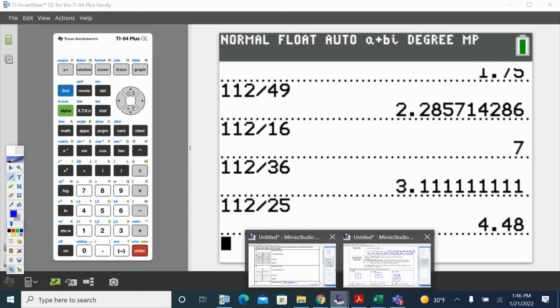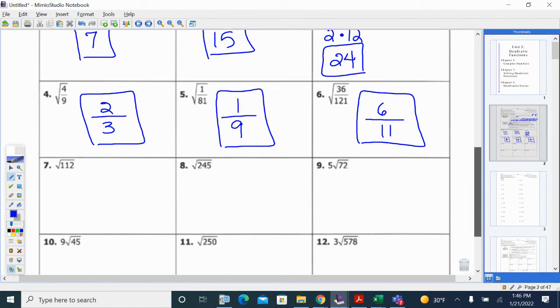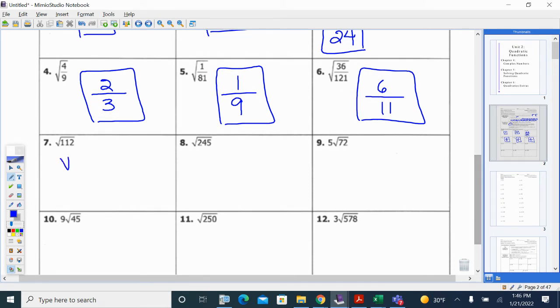So what I'm going to do is rewrite this as 16 times 7, because 16 went into 112 7 times. And then from there, what is the square root of 16? The square root of 16 is 4. And the 7 is what we call the leftover part. It has to stay under the radical. So the square root of 112 simplifies to 4 radical 7, or 4 square root of 7.